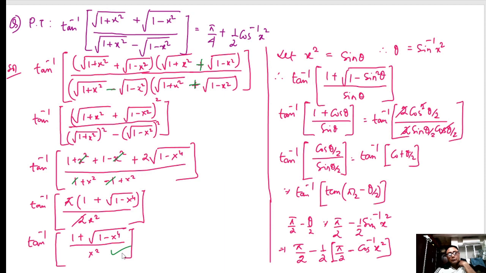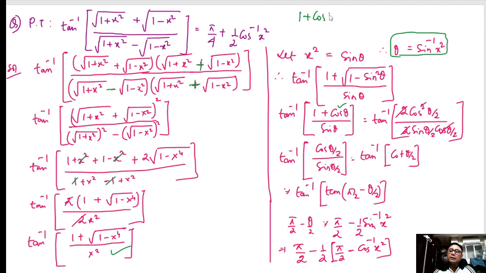Now please watch one thing, that is here, from here we have to start the sum by taking some variables. Let x square equal to sine theta, so theta will be sine inverse x square, we have to use it later. If x square is sine theta, it will become tan inverse of 1 plus root over 1 minus sine square theta by sine theta. 1 minus sine square theta is cos square theta, which is cos theta. 1 plus cos theta is what? 2 cos square theta by 2. Please keep a note of it.